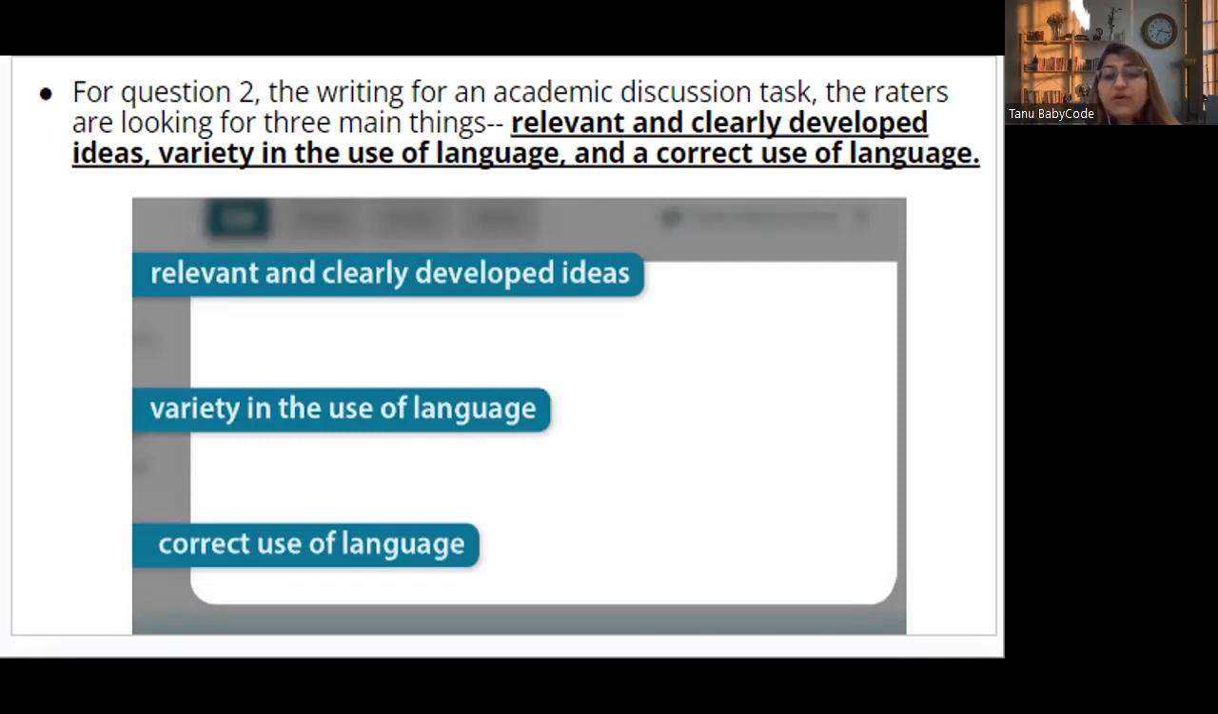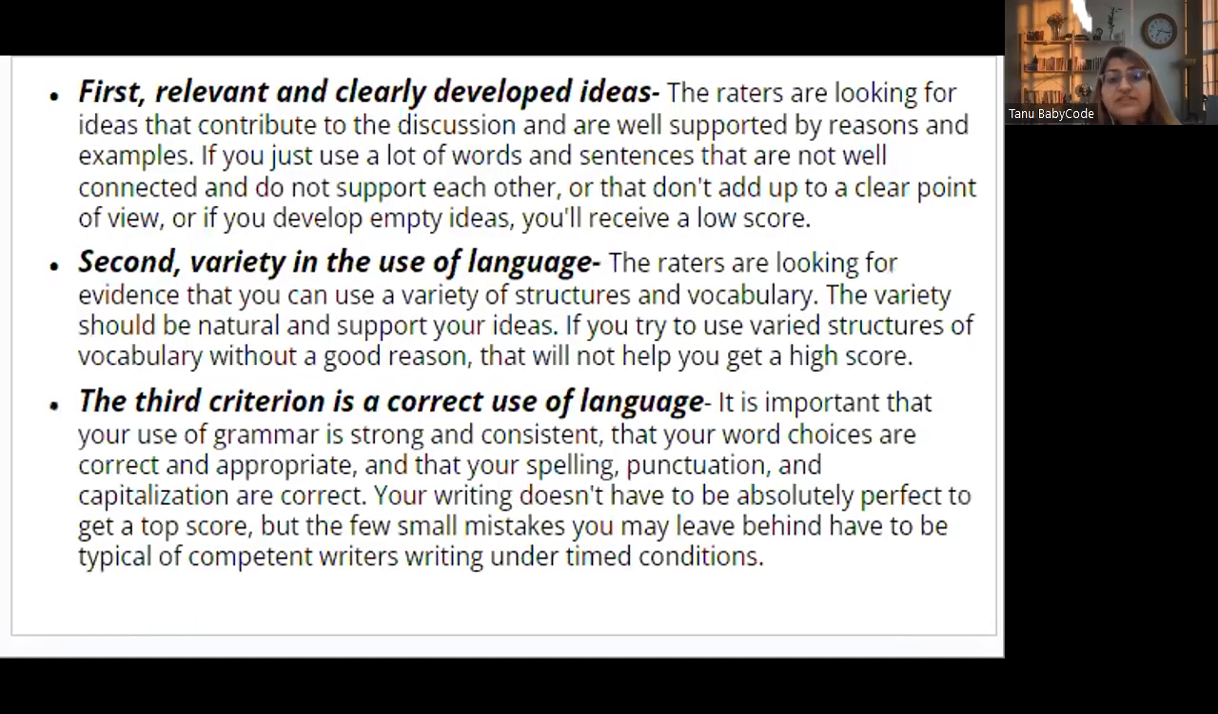First is relevant and clearly developed ideas. Second is variety in the use of language. And the third one is correct use of language. So these are the three things the raters are looking for. Very first is relevant and clearly developed ideas. The raters are looking for ideas that you contribute to the discussion. Are they well supported by reasons or examples?